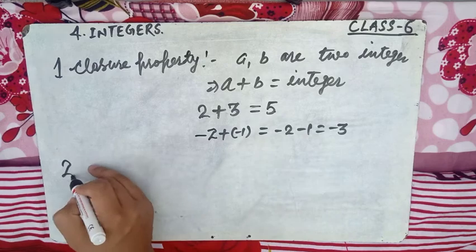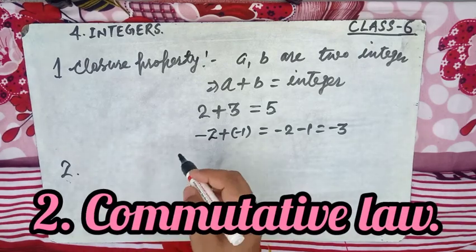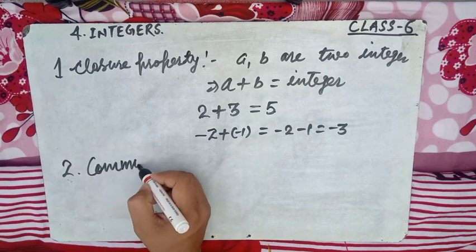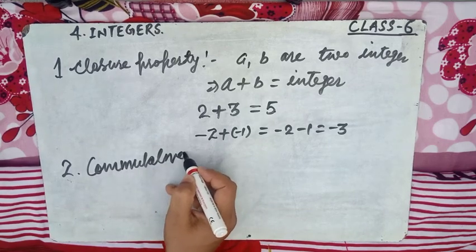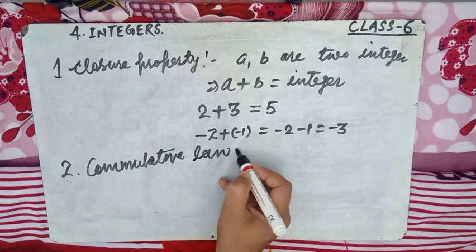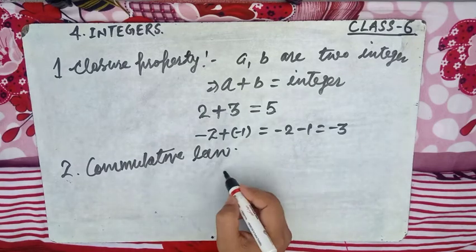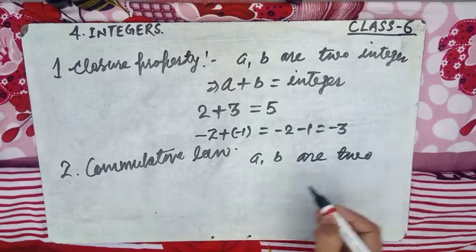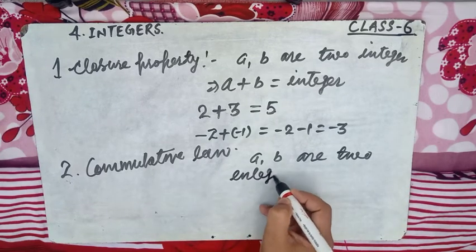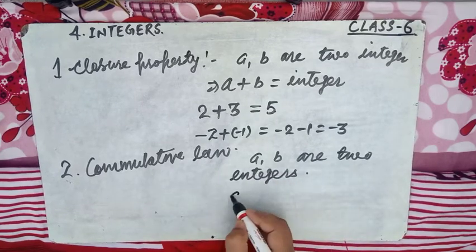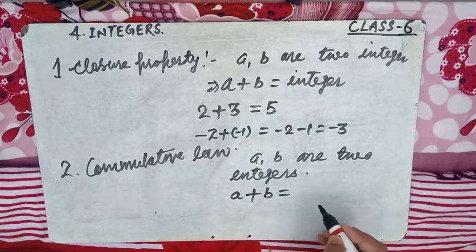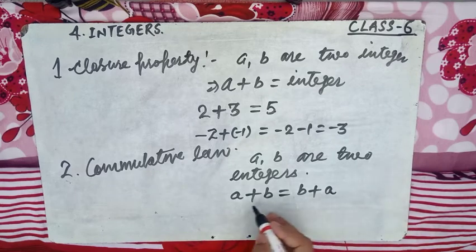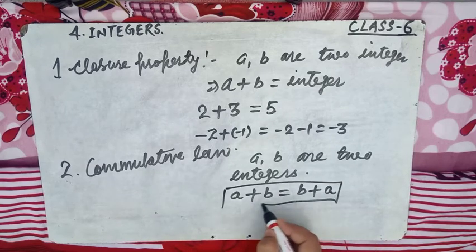Now the second one is the commutative law of integers. So what about the commutative law? Suppose a and b are two integers, then a plus b is equal to b plus a. This is called the commutative law.